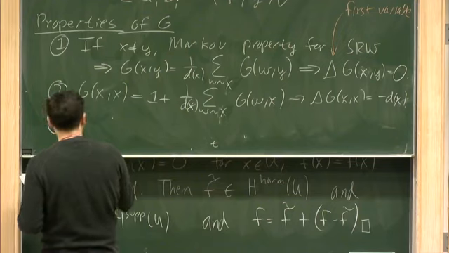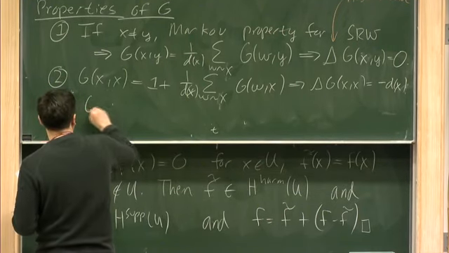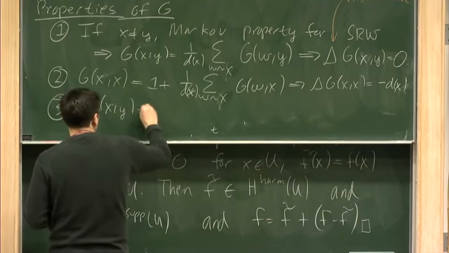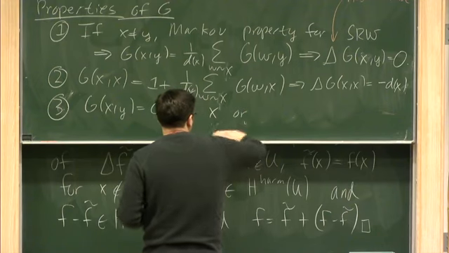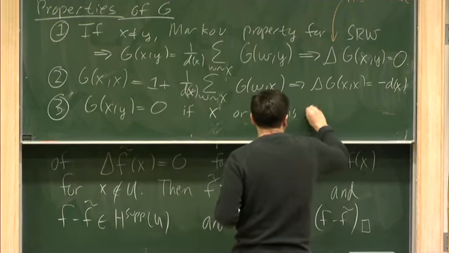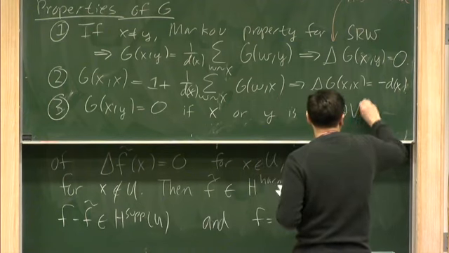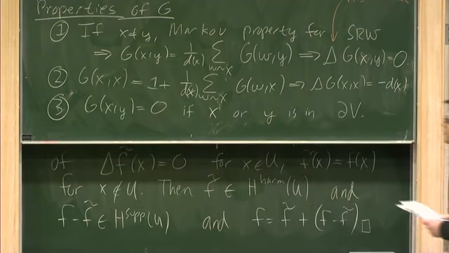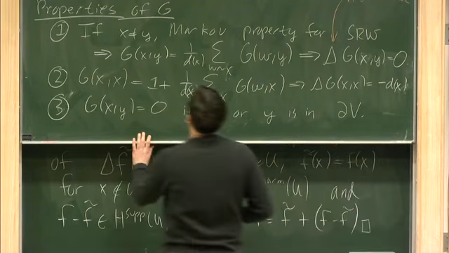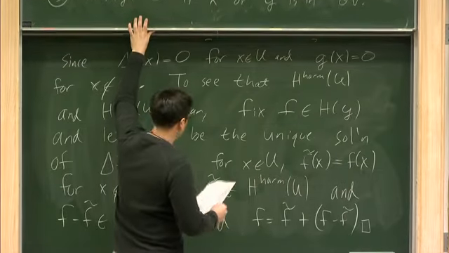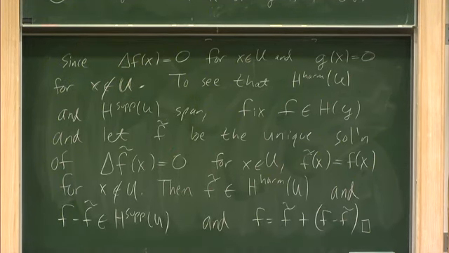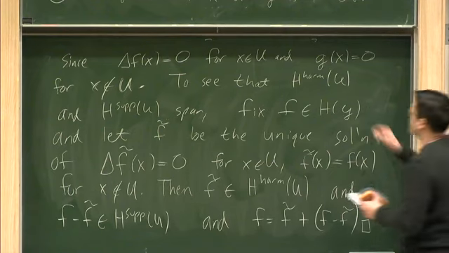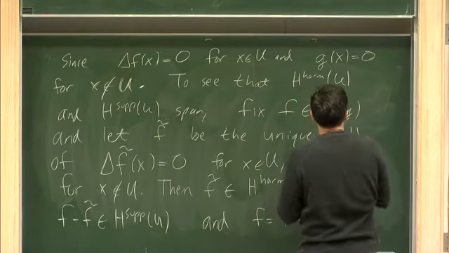OK, good. All right, and then finally, g of x, y is always equal to 0 if x or y is in the boundary. Okay, and these three properties actually completely characterize the function g. All right, now let's look at one more property of g.